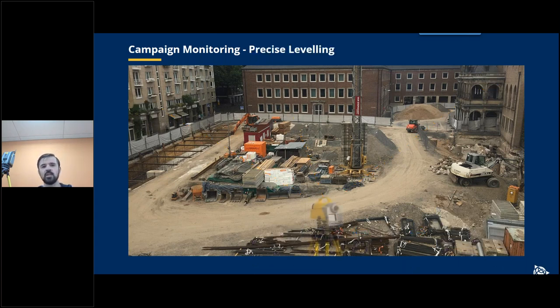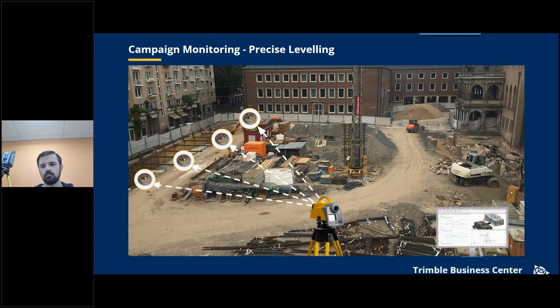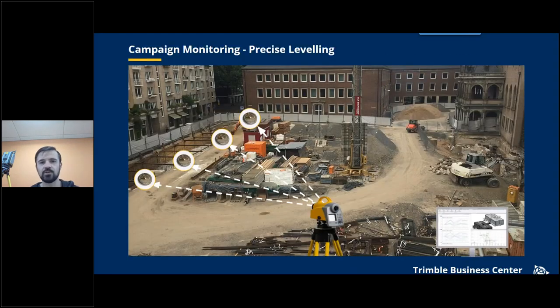And the same can be said with leveling. So if you're using a digital level such as the Trimble Dini, you can go out on site. If you have some benchmarks or you have some key points that you're looking for settlement in, you can collect that data, do your various level loops, and then you can bring that back all into Trimble Business Center. And same thing, you can generate your reports and your deliverables.